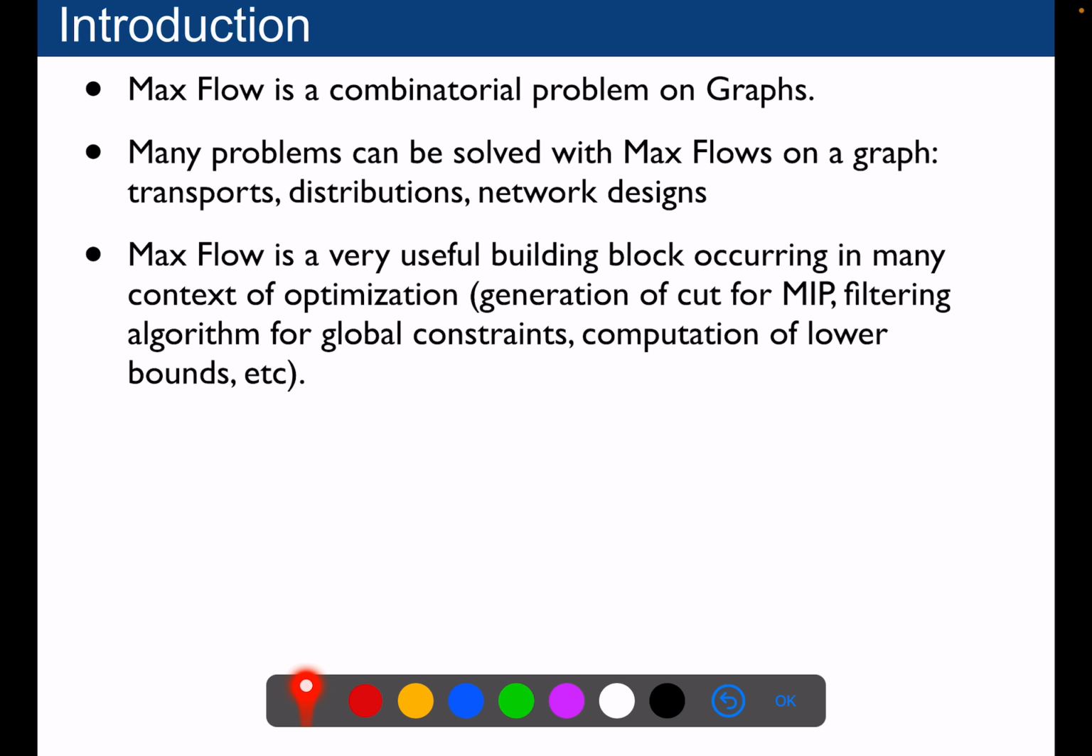Let's start first with a little bit of background. Okay, so the max flow problem is a combinatorial optimization problem on graphs. Many problems can be solved with the max flow on a graph, and you can find applications in transports, distributions, network design, for instance. It's a very useful building block in general, and you may find this building block in many different contexts, especially in optimization. For instance, it's sometimes used to generate cuts in mixed integer programming, but it's also used in constraint programming, for instance, to design filtering algorithms, such as for the all-different constraint, but not only.